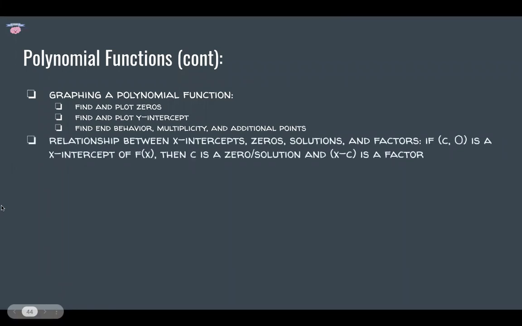So you might be wondering, what do the x-intercept, zero, solution, and factor have to do with each other? And there's also roots in the middle. So if (c, 0) is the x-intercept of f(x), so an x-intercept is always in coordinate notation, (c, 0), then c is a zero, and it's also a solution to the function. And x minus c is a factor of the function.